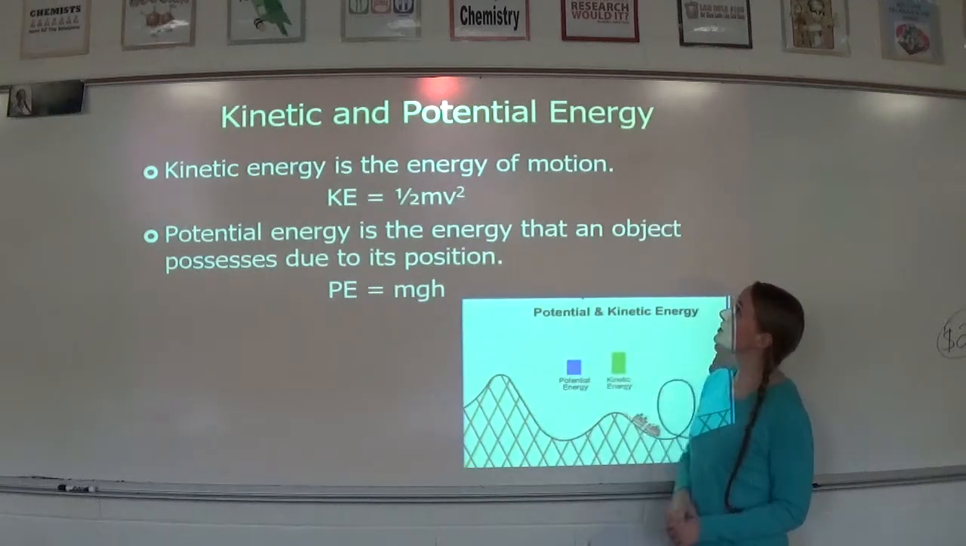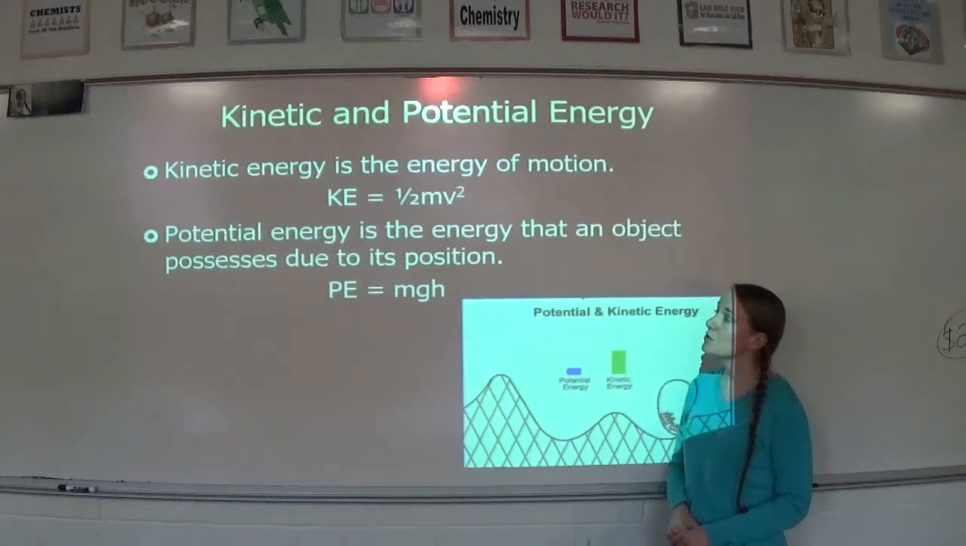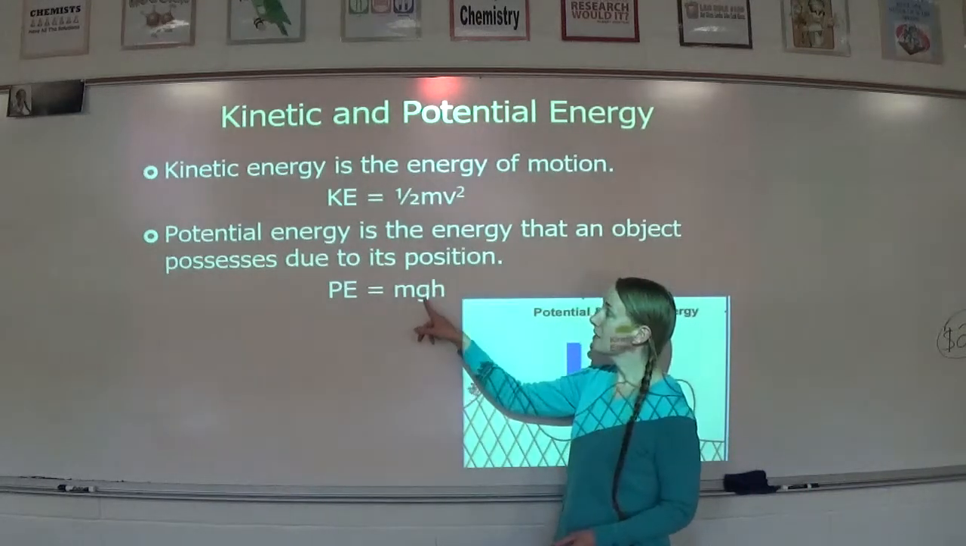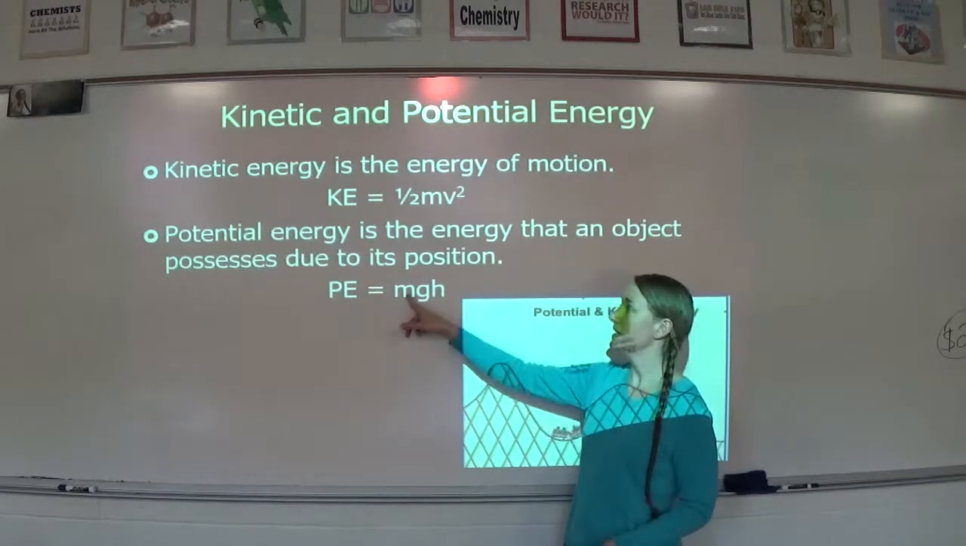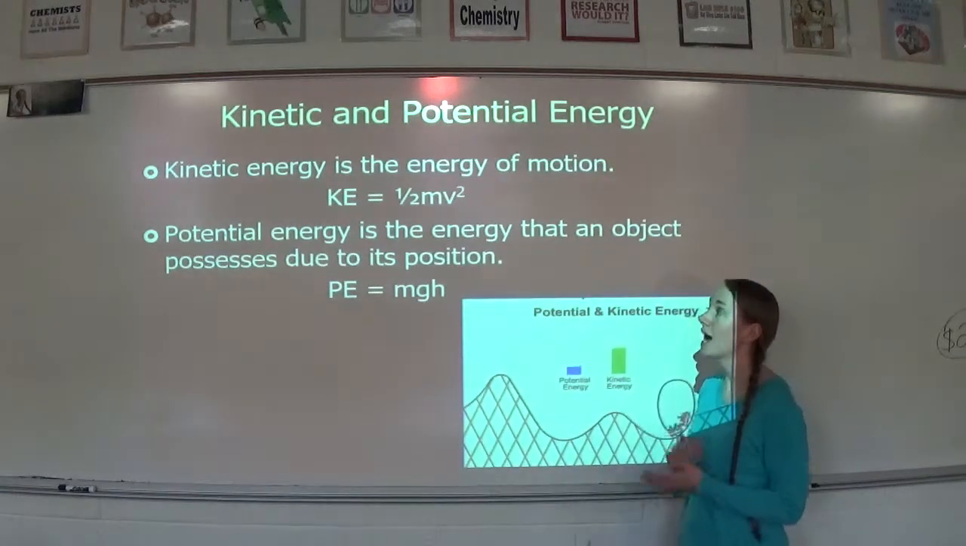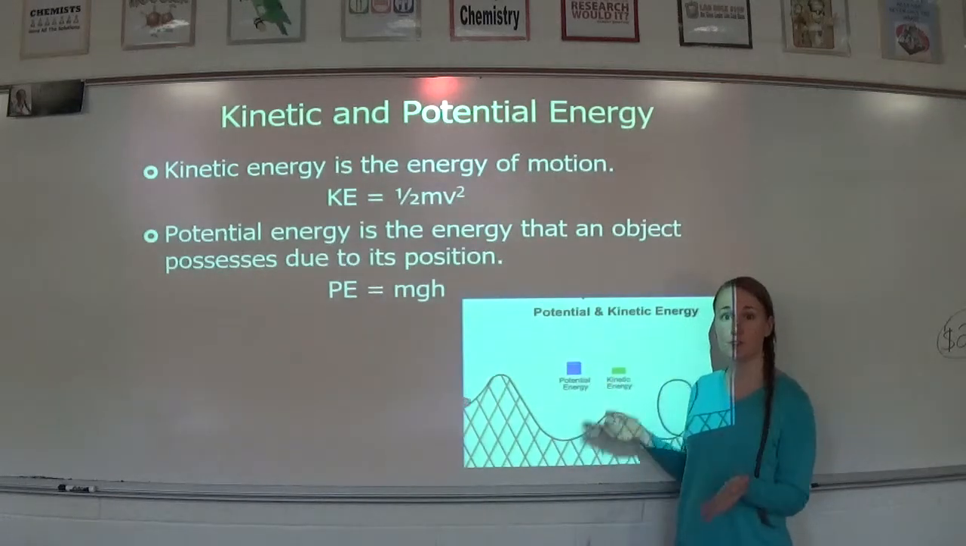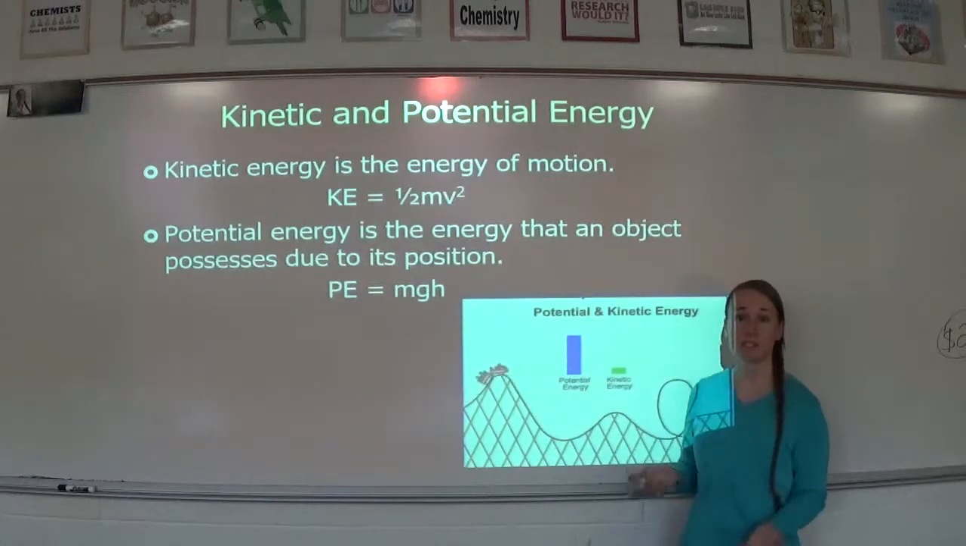And potential energy is the energy that an object has due to its position. Potential energy is mass times acceleration due to gravity times height. Again, mass must be in kilograms, height must be in meters, and your g, or acceleration due to gravity, if you've forgotten, is 9.8 meters per second squared.